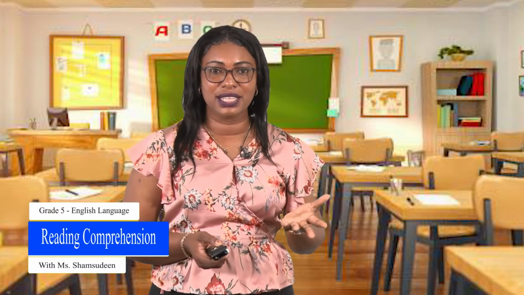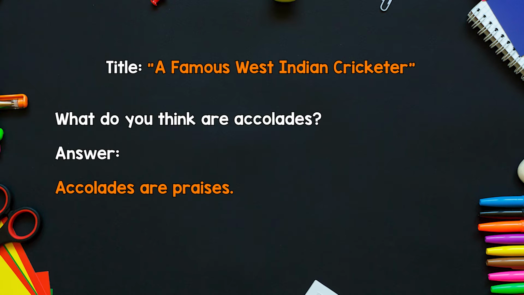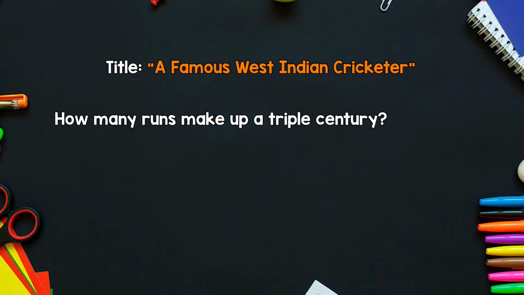Well, if you go back to the passage, it says that the people were showering accolades on the young cricketer. Remember, he had done something really outstanding. So accolades there would be praises. So accolades are praises. They were all shouting and congratulating him. Now, how many runs make up a triple century?